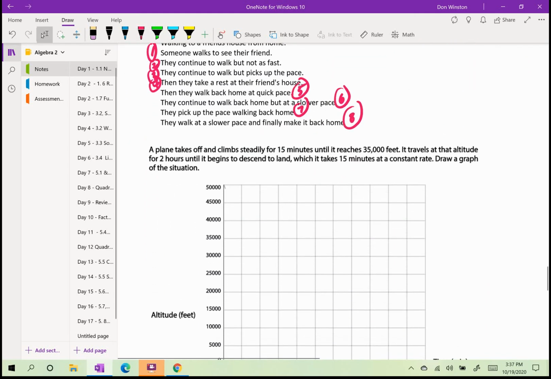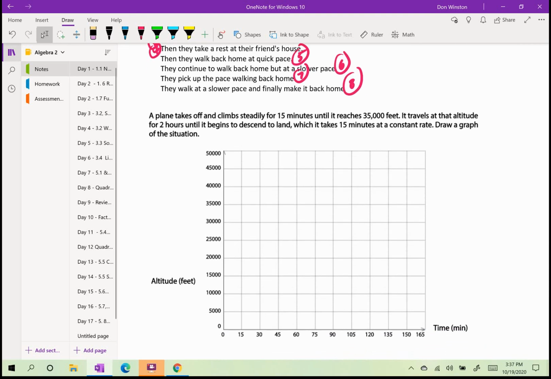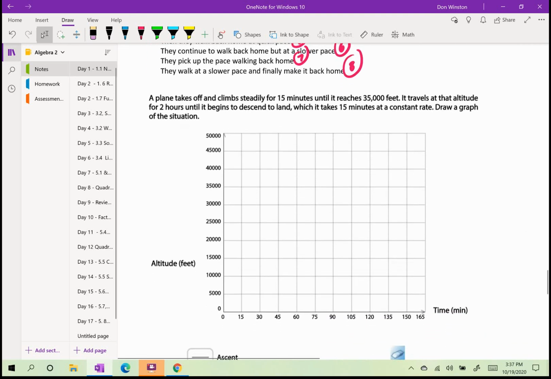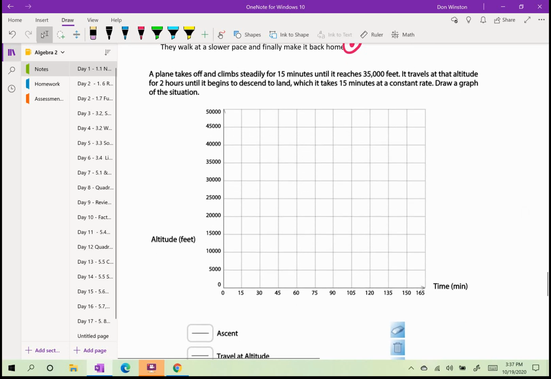Now, you will have an activity online, and I'm going to walk you through what you would do with that activity, so you'll know how to do it, and then I'll show you how to get there. So here, a plane takes off and climbs steadily for 15 minutes until it reaches a peak of 35,000 feet. It travels at that altitude for 2 hours until it begins to descend to land, which takes 15 minutes at a constant rate. Draw a graph of the situation.